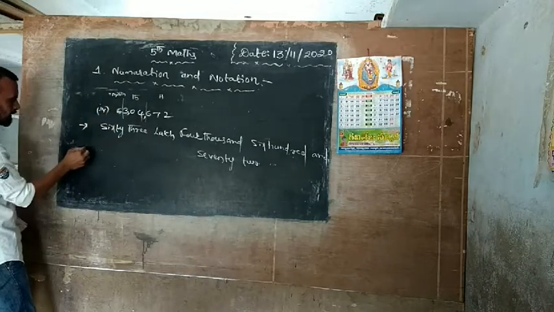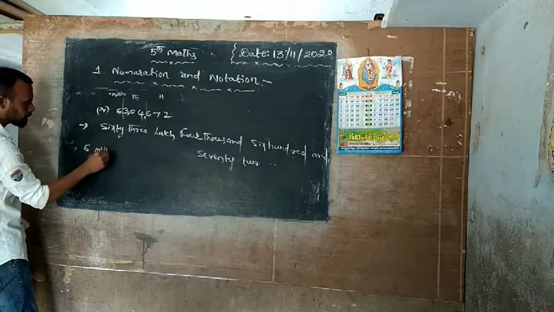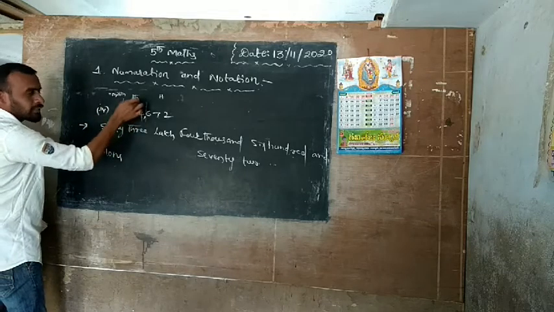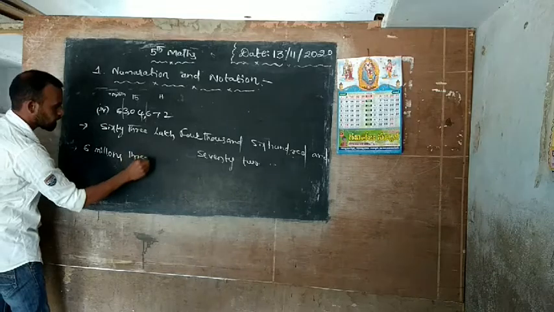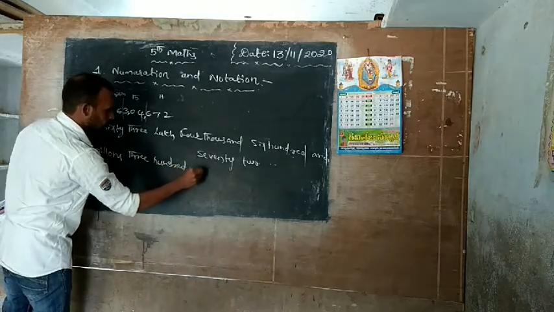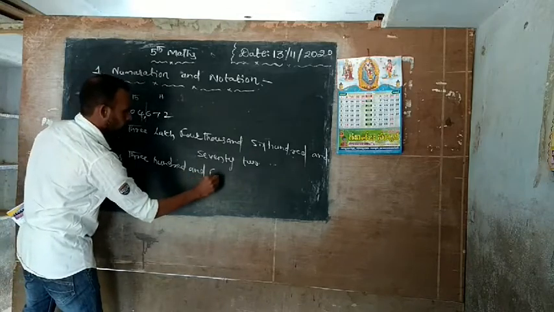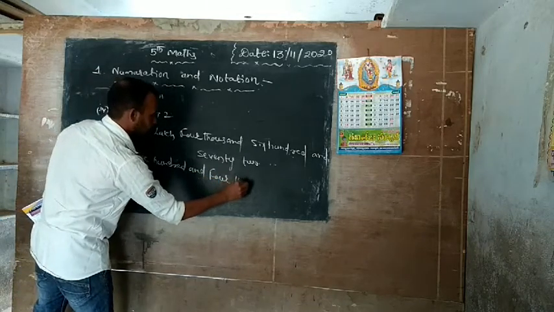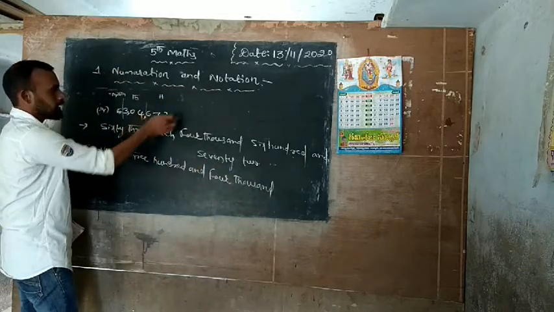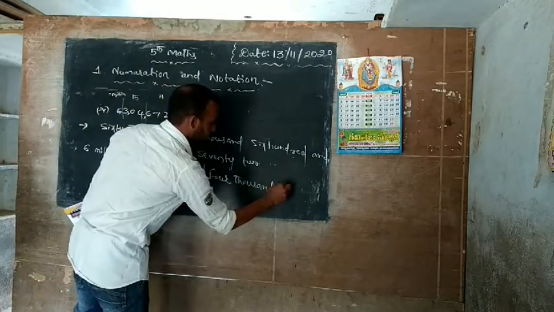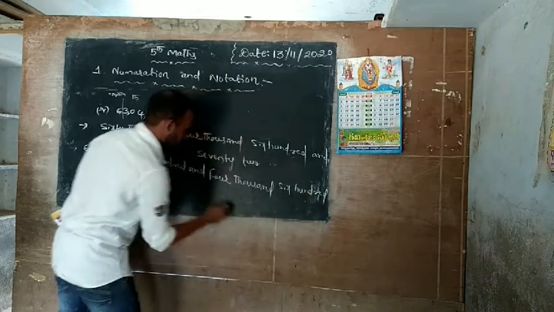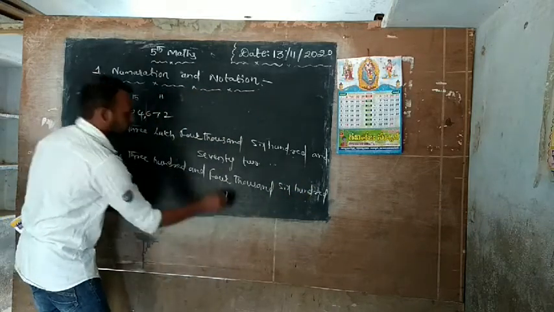Now see how to write this number name. First take the 6. 6 what? Million. 6 millions. What? 304,000. 300 and 4,000. 304,000. What? 672. 600 and 72.